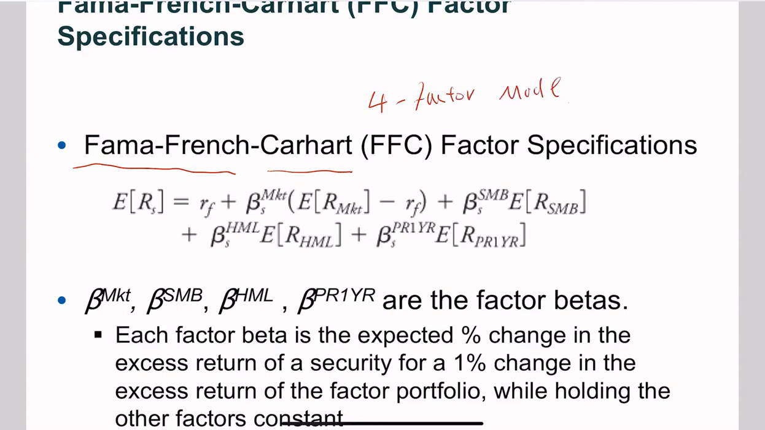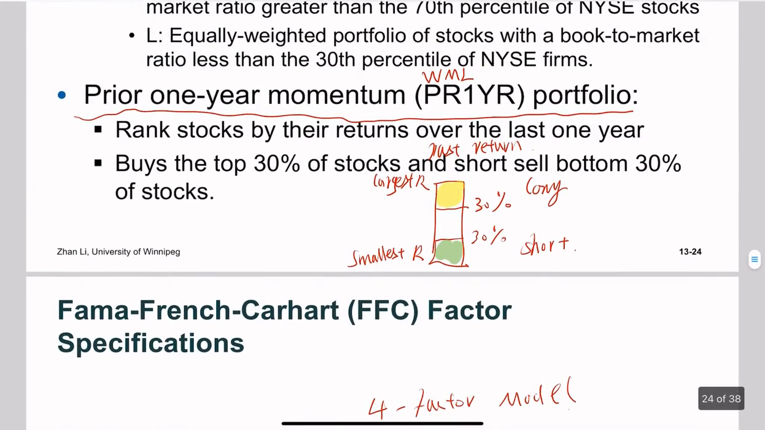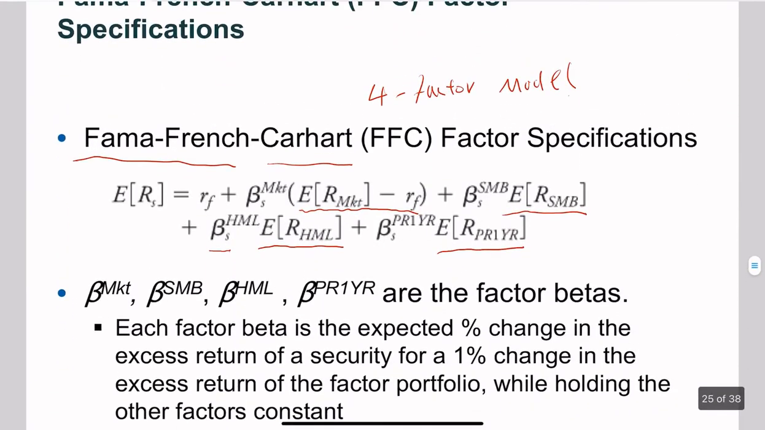Again, let's see what kind of factors we have here. This can be called the market factor, right? So it's the market portfolio minus the risk-free rate. This is the factor portfolio of SMB, that is small minus big. And this is the factor portfolio of HML, that is high BM ratio minus low BM ratio. And then this is the factor portfolio of prior 1 year momentum, right? That is, you would take a long position in winners and a short position in losers.